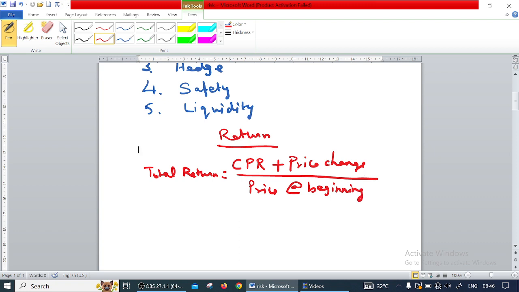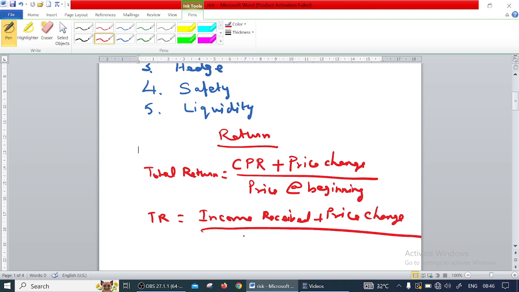Or I will tell you there is one more formula for better understanding. So total return is equal to income received, both are the same, right? Income received plus price change divided by the purchase price of the asset, that is at the beginning, right? Both the formulas are the same.